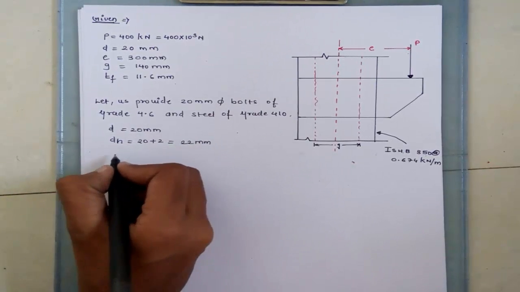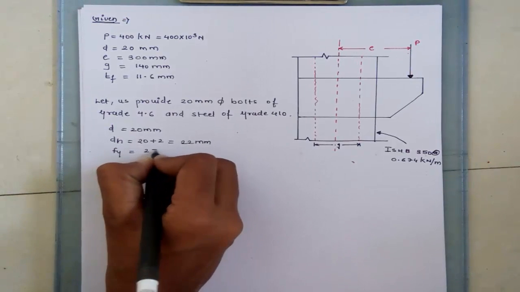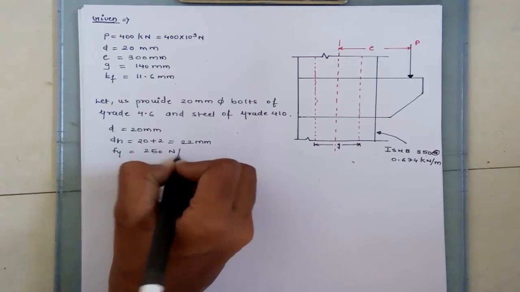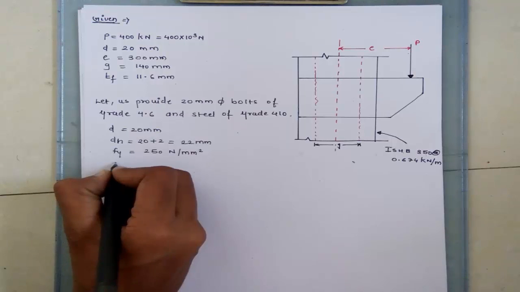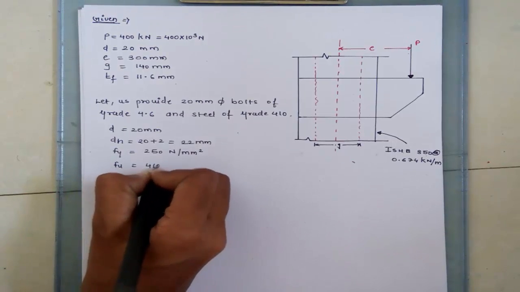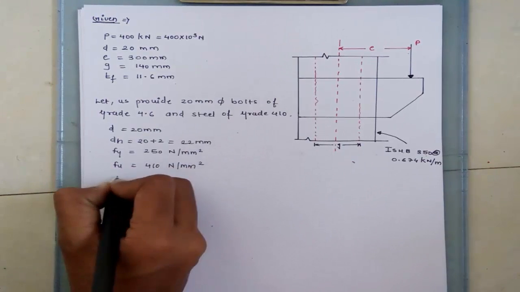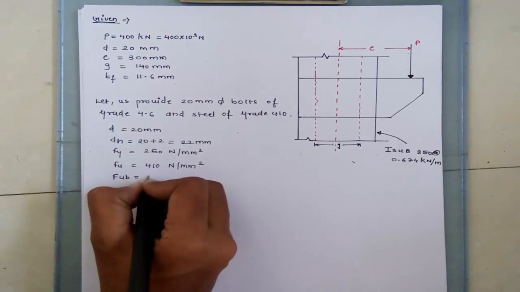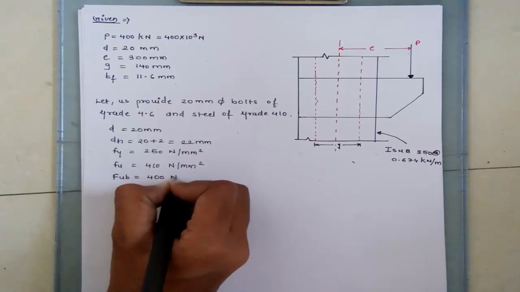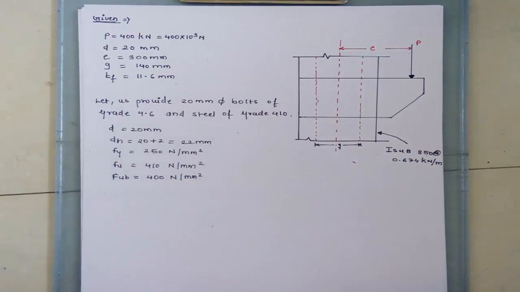After that, fy is 250. You have to assume it. Then fu equals 410, and fub is 400 Newton per mm square.